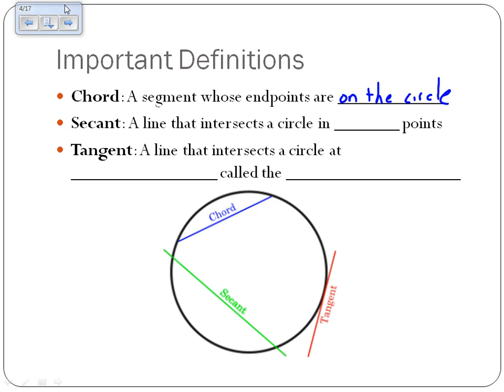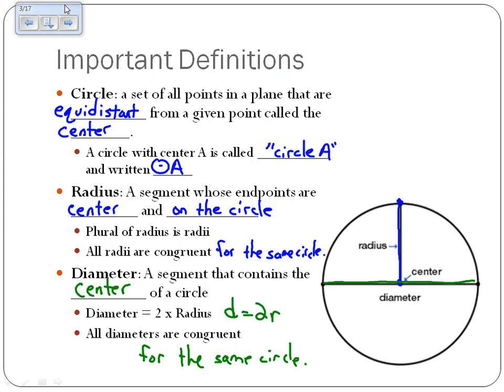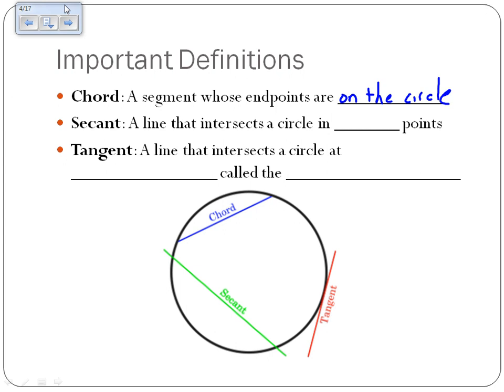So let me ask you a question. Is the diameter a chord? Yeah. So let's look back at the diameter. Did the diameter start and stop on the circle? Yes. The diameter is just a special name for a chord, just like a terrier is a special name for a dog. The diameter is a special case that it goes through the center. Okay, it's still a chord.